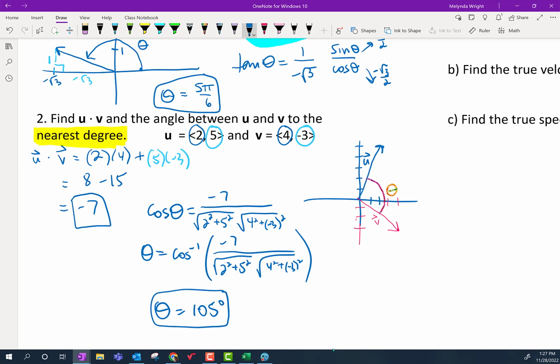So are we doing okay with the dot product? Those are the two kinds of things we'll see with dot product: angle between, or determining if two vectors are perpendicular.